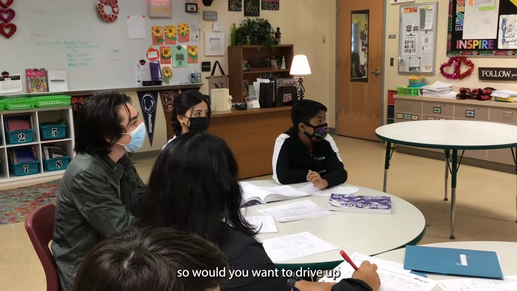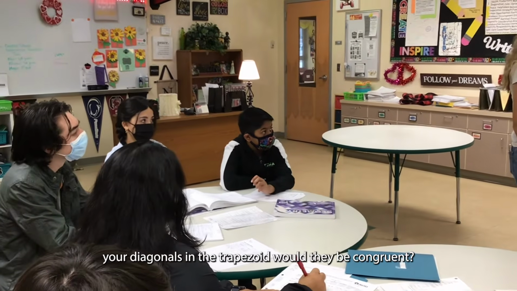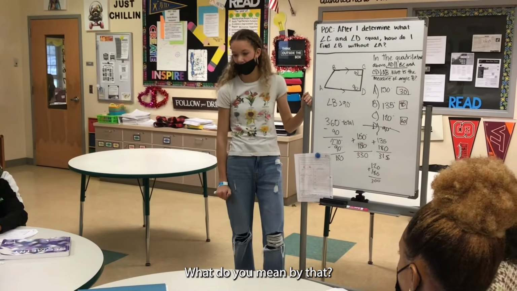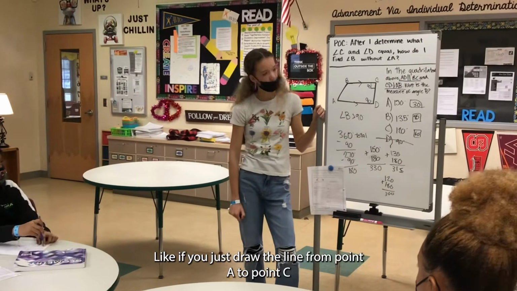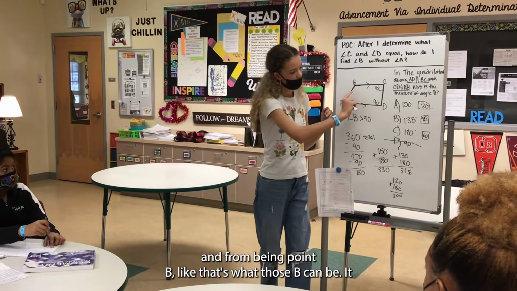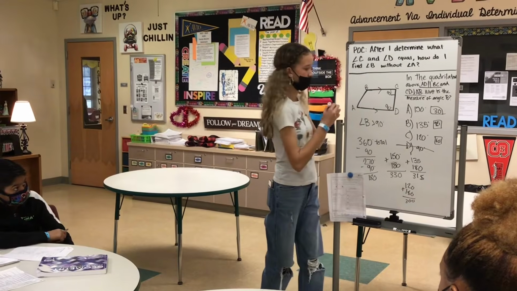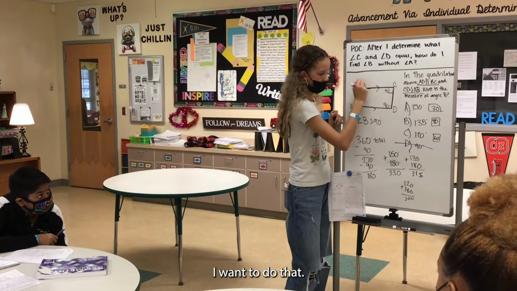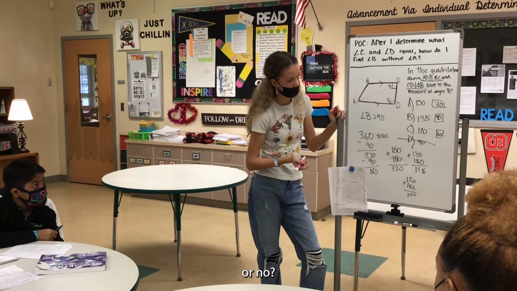So if you were to draw diagonals in the trapezoid, would they be congruent? Draw diagonals? What do you mean by that? Like if you just draw a diagonal from point A to point C and point B to point D, like this. Would those be congruent? Yeah. Would they be congruent? Or no?